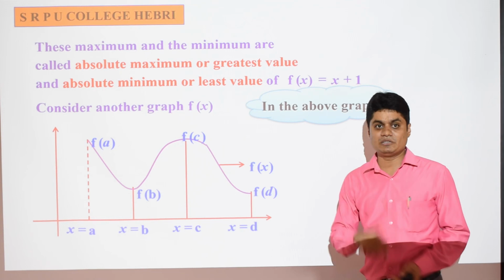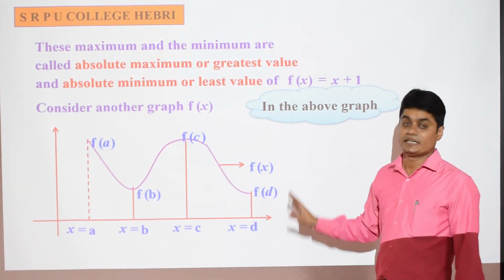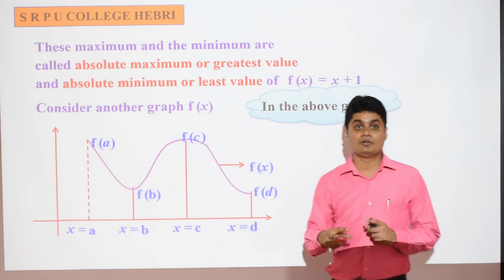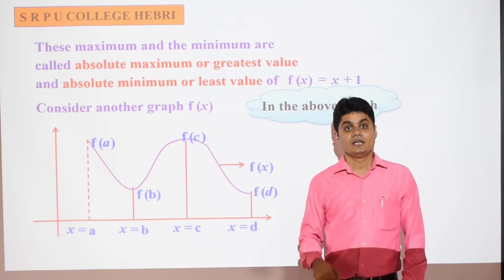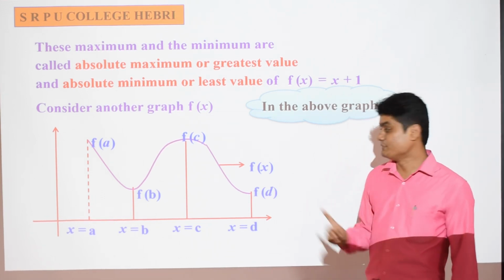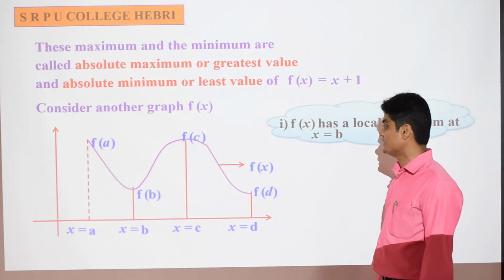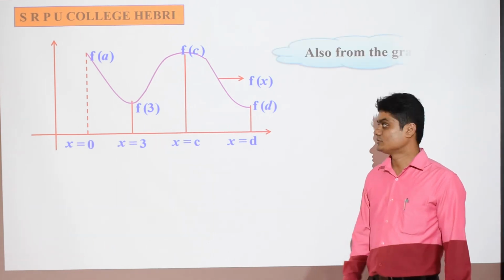In the previous problem there was only one maximum and one minimum, but in a graph you may have more than one maximum, then you have to pick the greatest value, that is the absolute maximum. You may get more than one minimum, then you have to pick the least one, that is the absolute minimum. So this graph is for that. Okay, so the same thing is explained here, so don't worry about that.